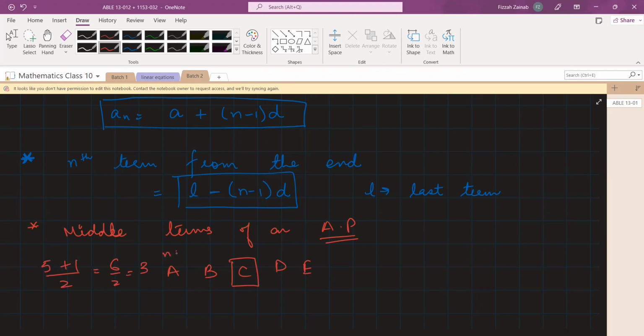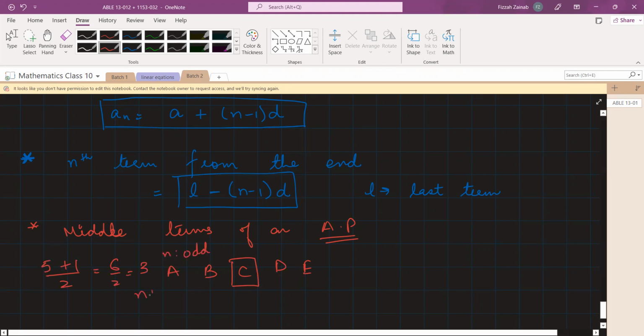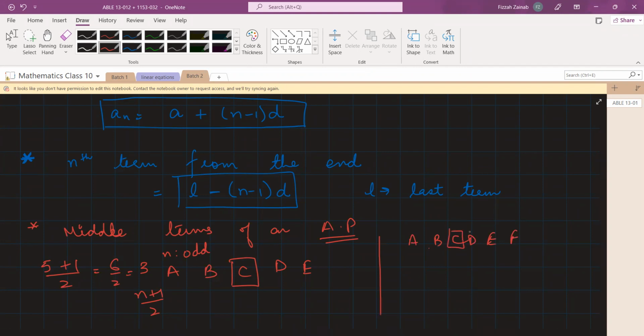So when n is odd, and here my n is odd, I do n plus 1 divided by 2, which gives me the third term. Understood? But if I have, for example, A, B, C, D, E, F, now 6 terms are there. So which is the middle term? Basically 2 middle terms: C and D both are middle terms because n is even. Now how do I get 3? Simple. If n is even, I do n by 2, that is 6 by 2, which is 3. So one term is this, and then the next one, that means one term is n by 2 and then the next term is n by 2 plus 1. Understood? So both these terms will be the middle terms.